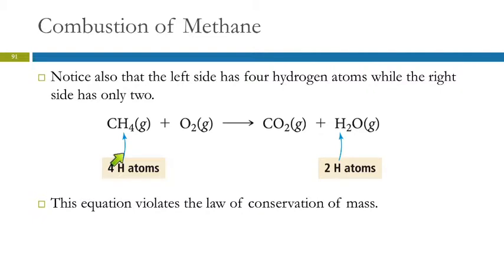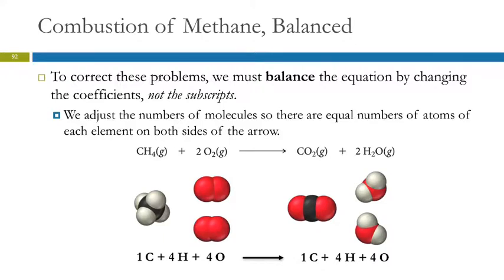On the left side we have 4 hydrogen atoms combined in both of these substances, and on the right we only have 2. We can't have 2 hydrogen atoms just disappearing, and they did not turn into the missing oxygen atom. That doesn't happen in chemical reactions. This equation violates the law of conservation of mass, so we've got to fix it. So we balance the equation.